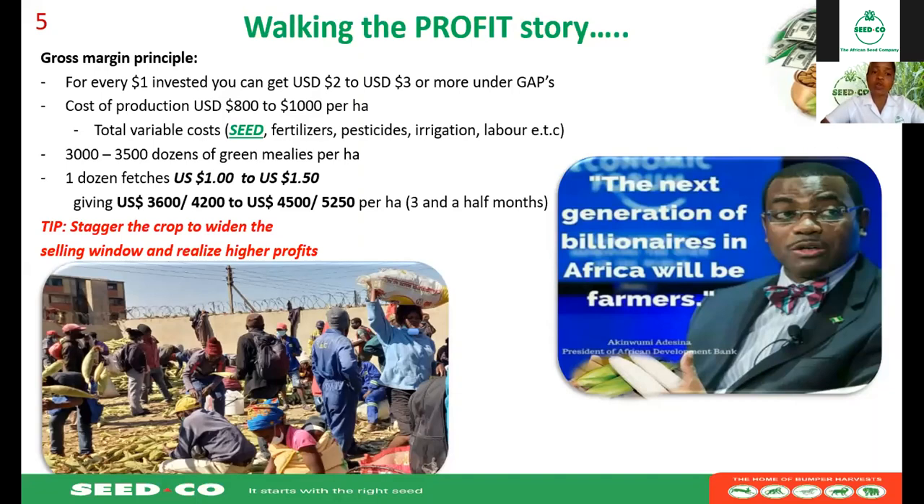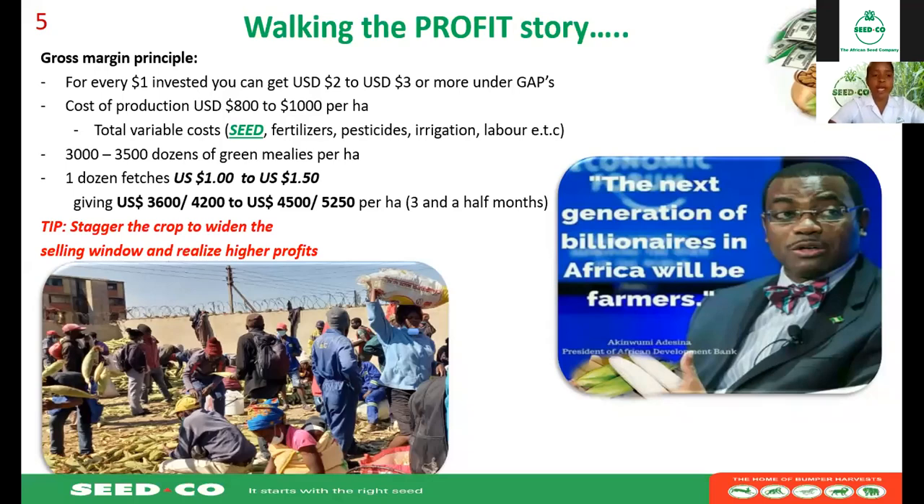On this cost, we are looking at the total variable costs, which include the seeds, the fertilizers, pesticides, irrigation costs, labor costs, and other costs included there. So the encouragement that we want to give our farmers is that when you are doing green mealies, you need to aim to get between 3,000 to 3,500 dozens of green mealies per hectare, which you will be able to sell. This will give you good returns, but this should be sizable cobs, where you need to take note of the population, as you will see when we move to the agronomic practices that we promote.